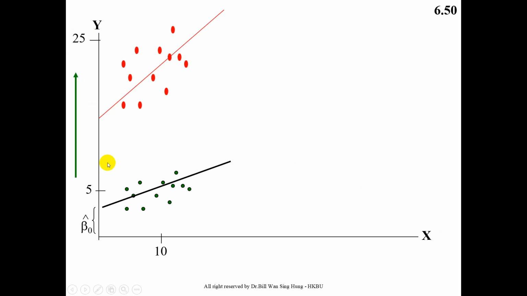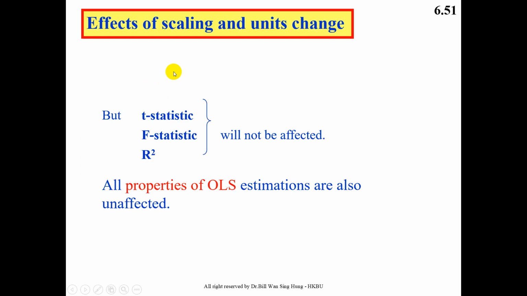You see the intercept is changed and the slope is also changed, but the t value and the r squared value will remain the same. Effects of scaling and units change. T statistic, f statistic and r squared will not be affected.